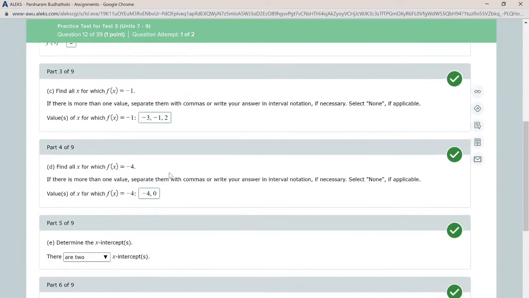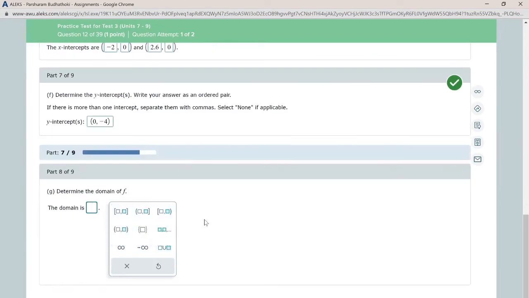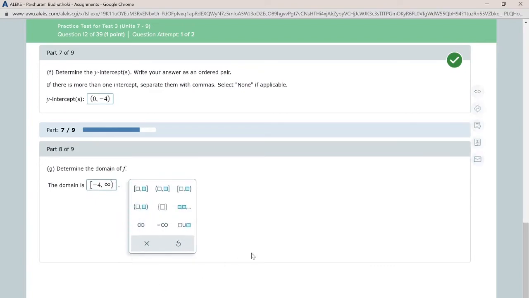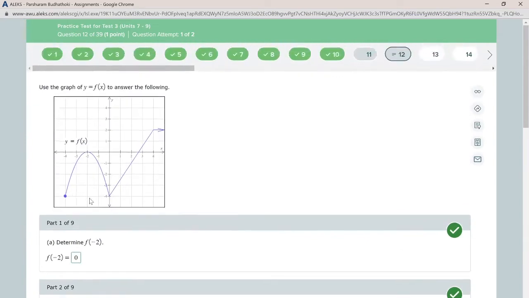What's the domain? Domain means when you look at this graph from the left side to the right side, from where this graph starts on the x-axis, that's where you start. So this graph starts at -4 and goes to the right side, and there is an arrow on the graph, meaning there is no stop. So you start at -4, including -4, and you go up to +infinity. That's the domain.